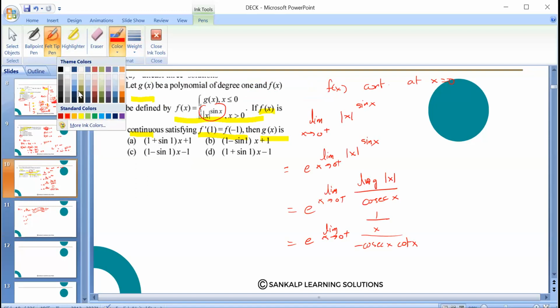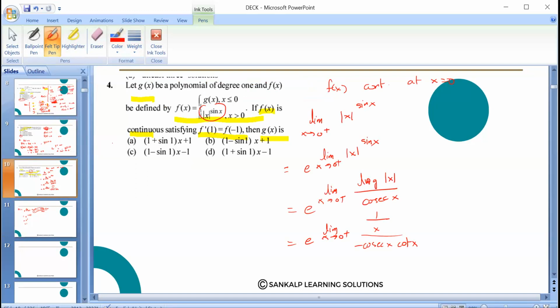Now if you take the left limit, limit x approaches 0 minus of the function, it will be g of x. We get g of 0. g of x is a polynomial of degree 1.